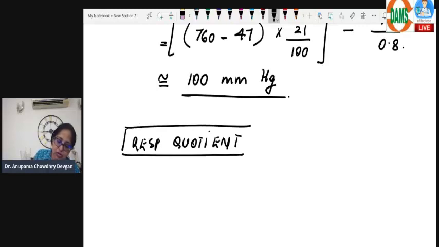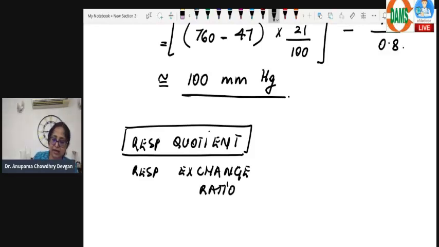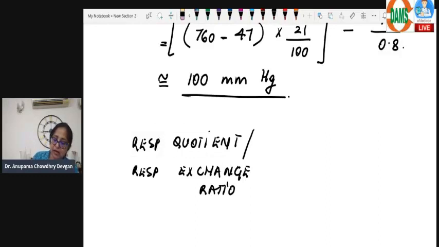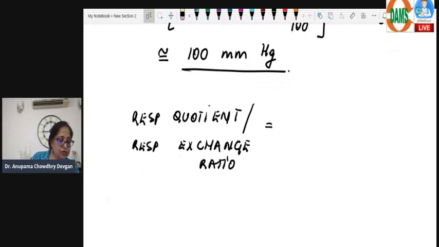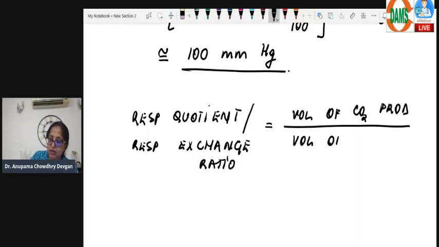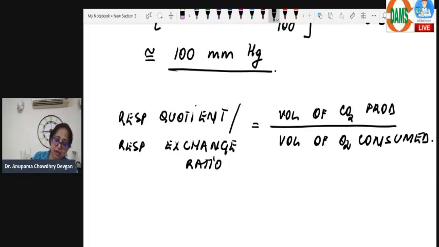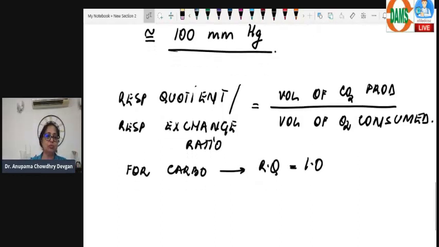This is respiratory quotient, or sometimes also known as the respiratory exchange ratio. RQ or RER means one and the same thing. What is respiratory quotient? This is the volume of CO2 produced divided by the volume of oxygen consumed. For carbohydrates, the RQ is 1. That means oxygen consumed and CO2 produced are equal when you are on a carbohydrate diet.